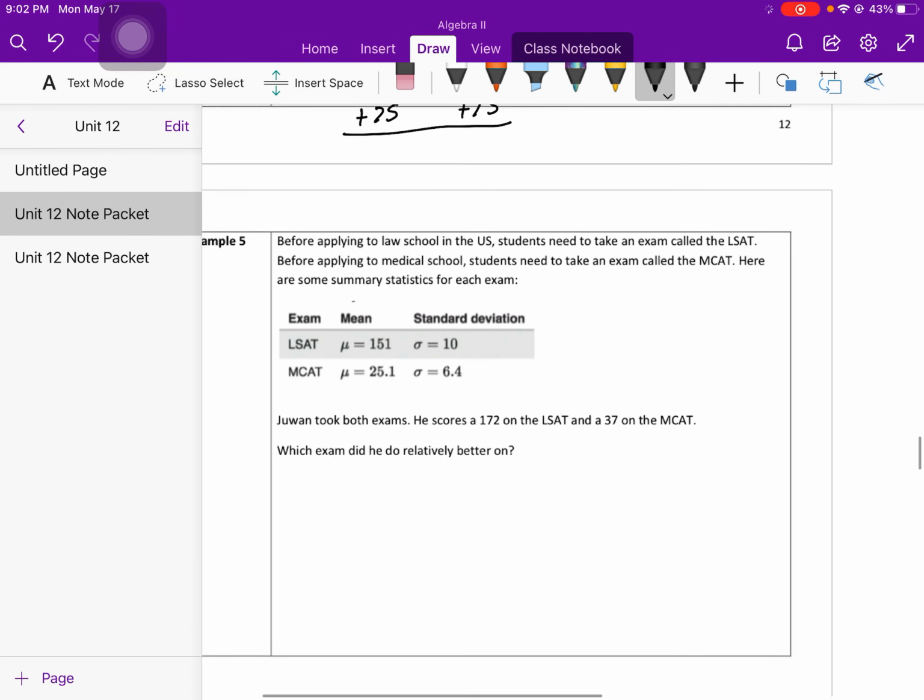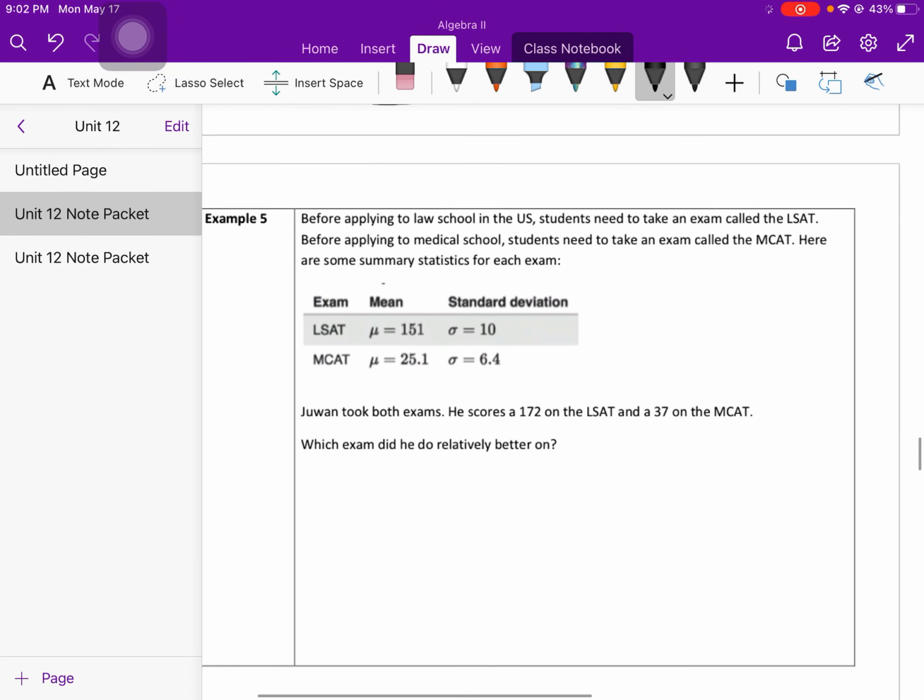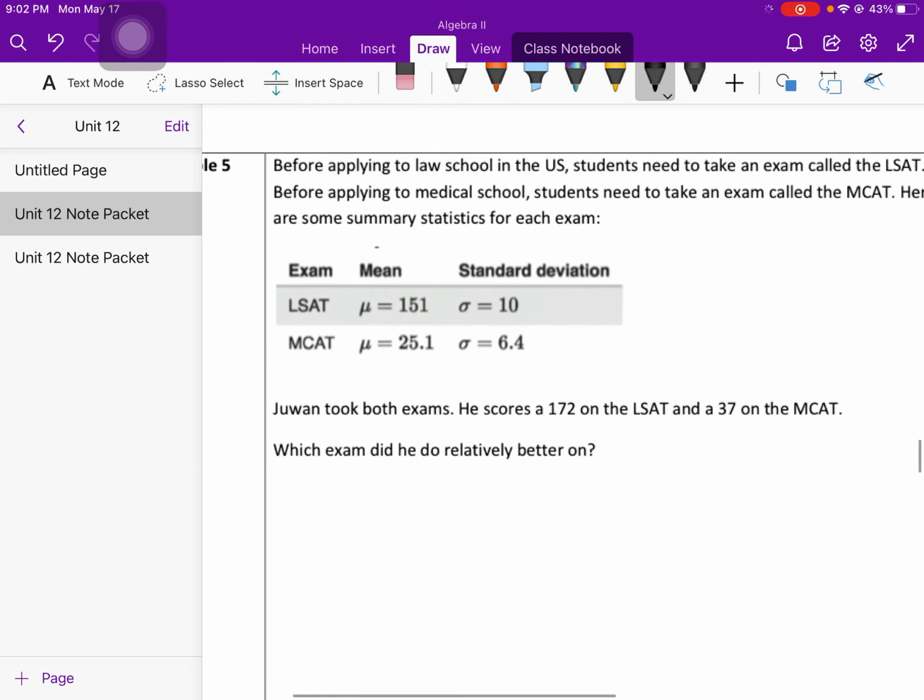All right, one more to go here. Before applying to law school in the US, students need to take an exam called the LSAT, and before applying to medical school, students need to take an exam called the MCAT. Here are the summary statistics for each exam. So it gives you the average for both, and then it gives you the standard deviation.